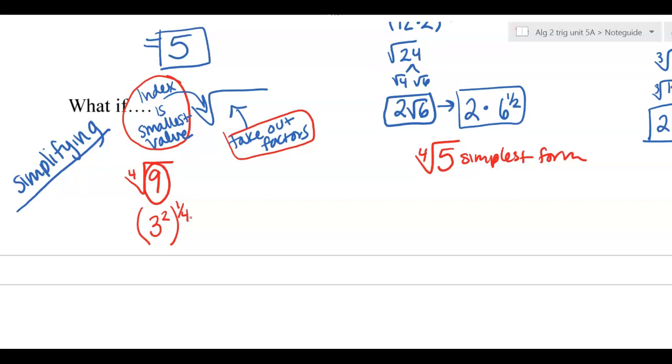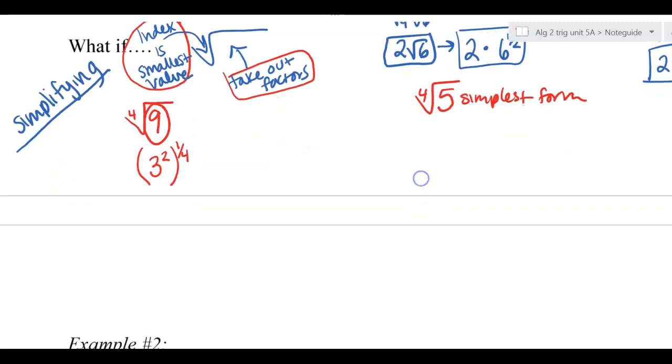When I multiply 2 times 1/4, will it simplify? What is 2 times 1/4? 2/4, right? Does that simplify? Yes, it simplifies to be 1/2. So this is the same as 3 to the 2/4, but that's the same as 3 to the 1/2, which, what would that look like when written as a radical? It's the square root of 3.